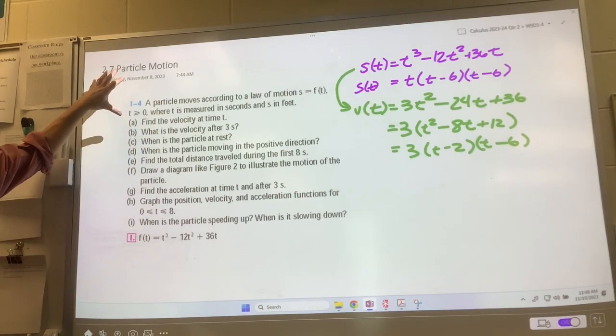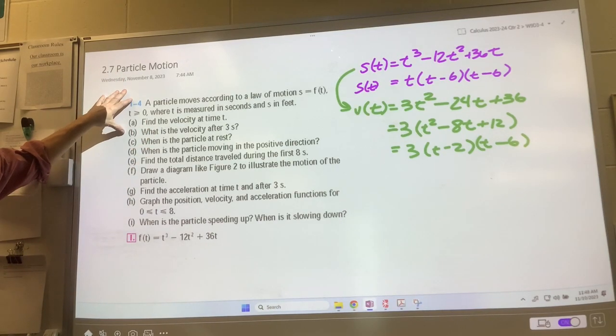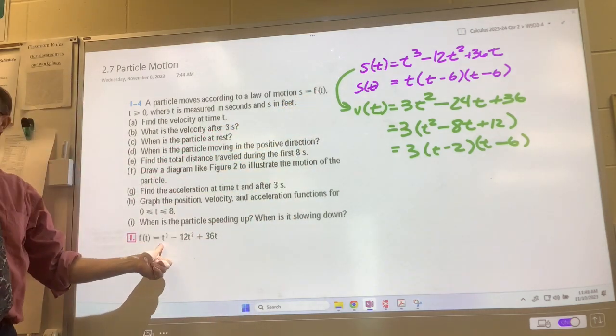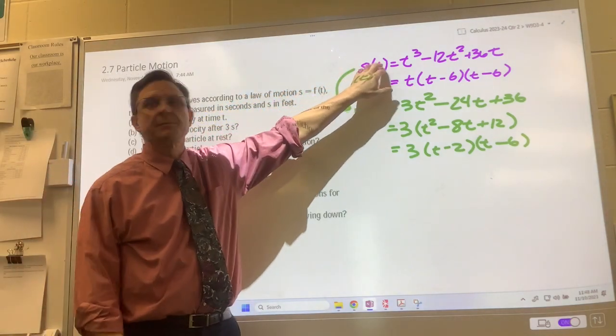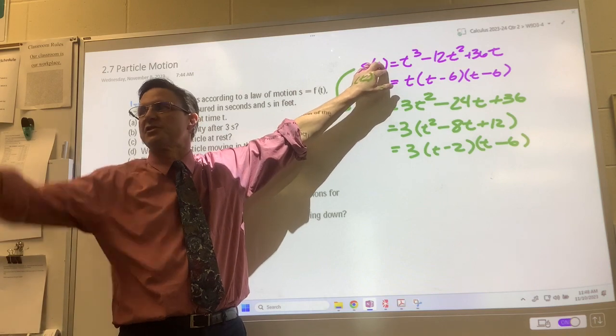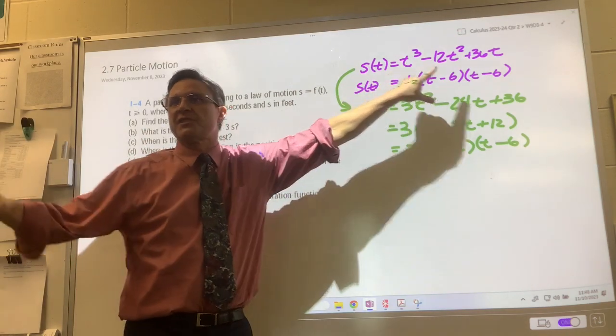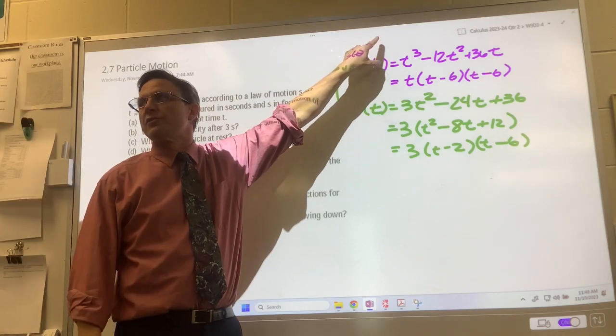So everybody, a particle in motion, according to the laws of motion, S equals f of t. Down here's your function, which I rewrote up here. S of t, it says f of t, but this is a position function: t cubed minus 12t squared plus 36t. Every time you do derivatives, you're going to use this function.